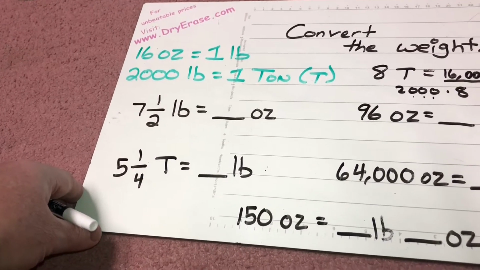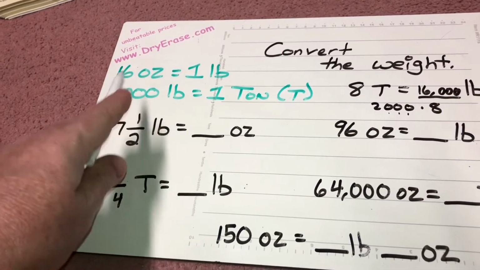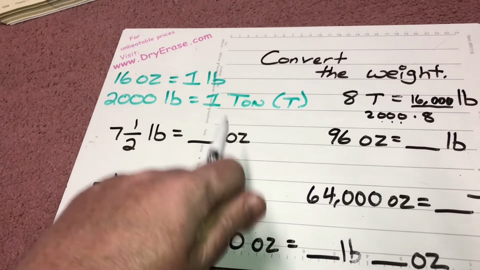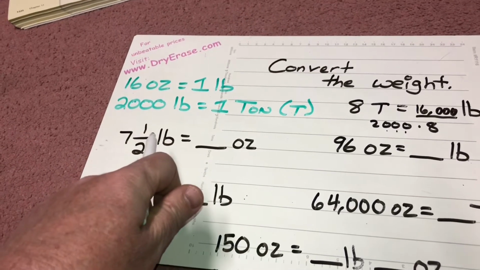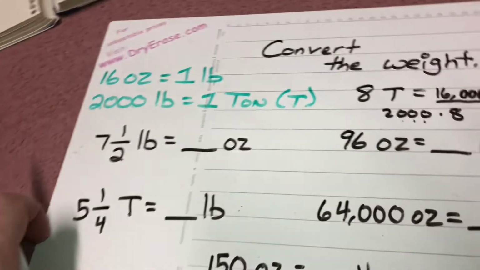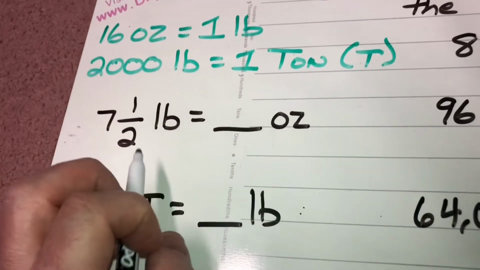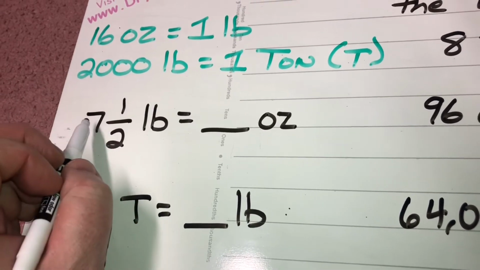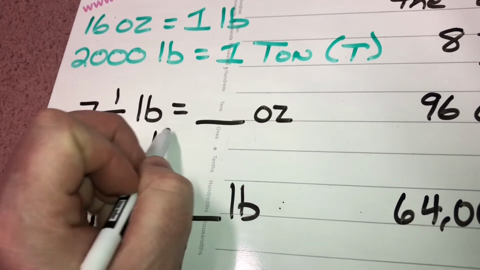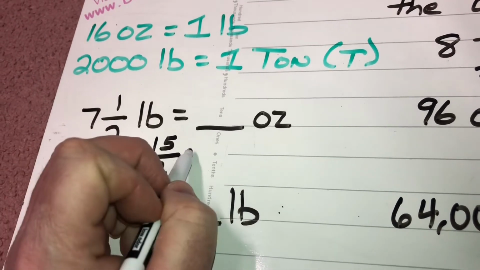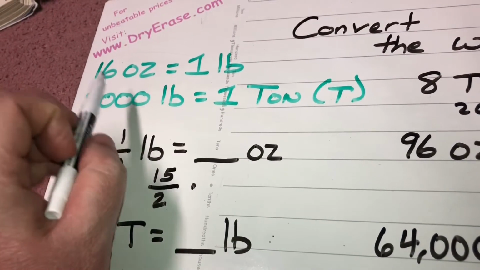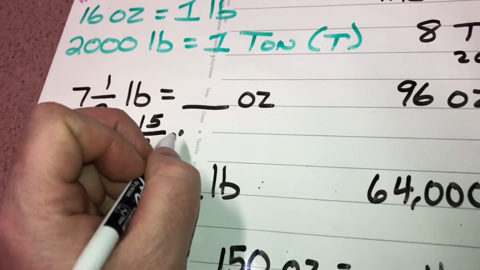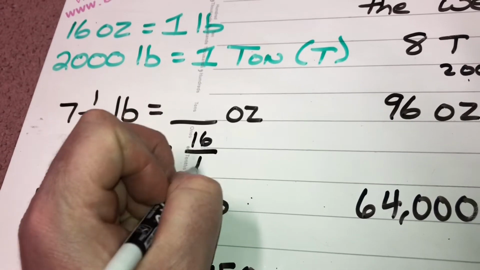7.5 pounds equals blank ounces. Well, it takes 1 pound to make 16 ounces, so 1 pound is bigger than 1 ounce because it takes 16 ounces to make 1 pound. So once again, the measurement is getting smaller, which means the number is getting bigger. So I'm going to multiply. Well, this is a mixed number, so I need to convert it into a fraction. 2 times 7 is 14, plus 1 is 15. So it's going to become 15 over 2. That's going to be multiplied by, and the key number is 16, because it takes 16 ounces to make 1 pound. This is going to be 16 over 1.